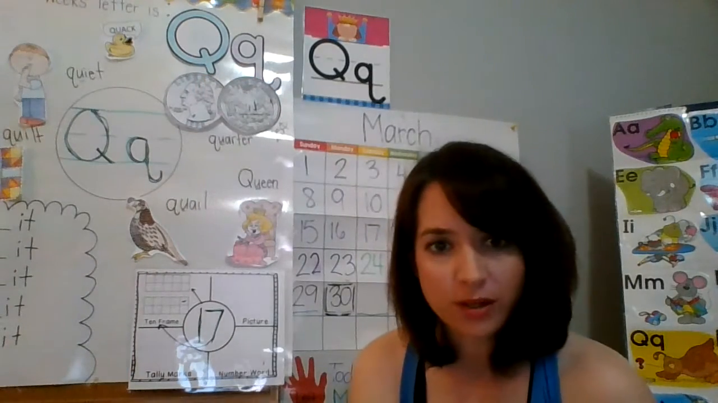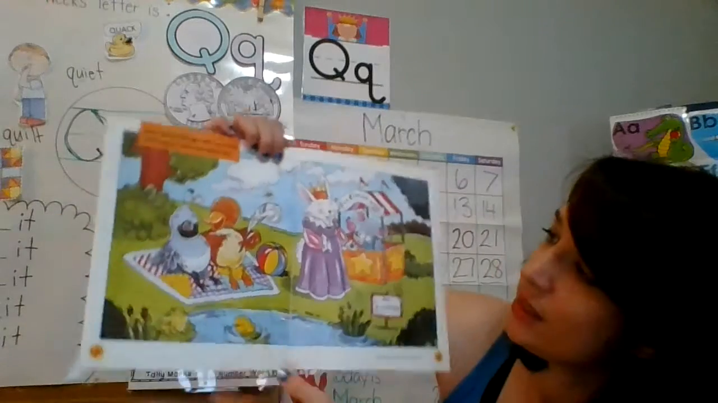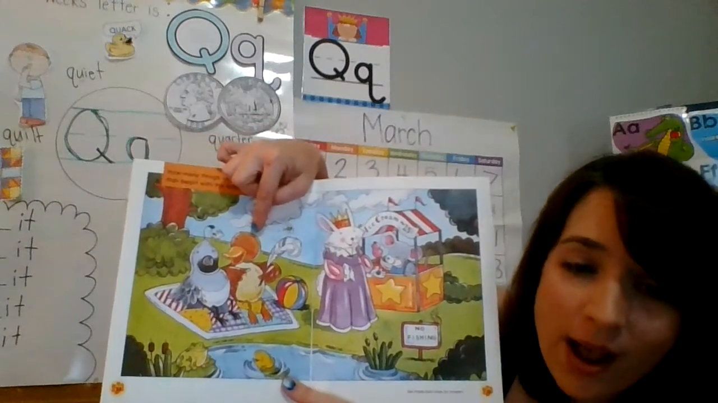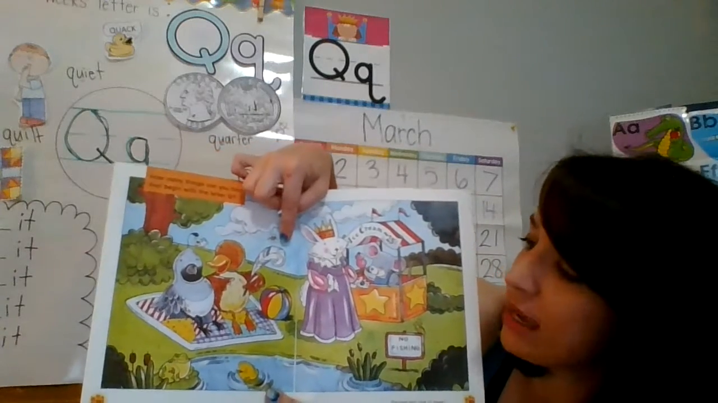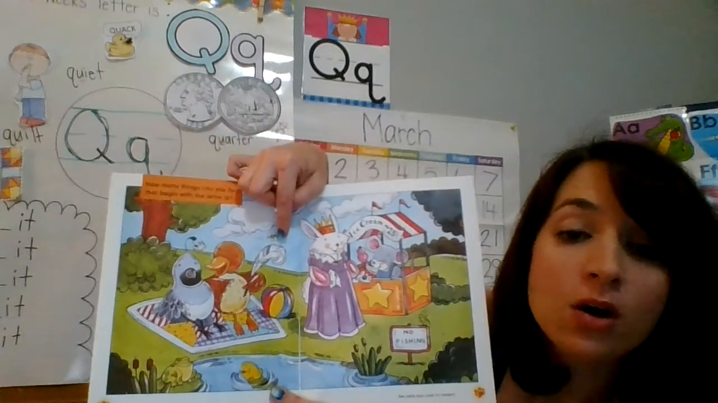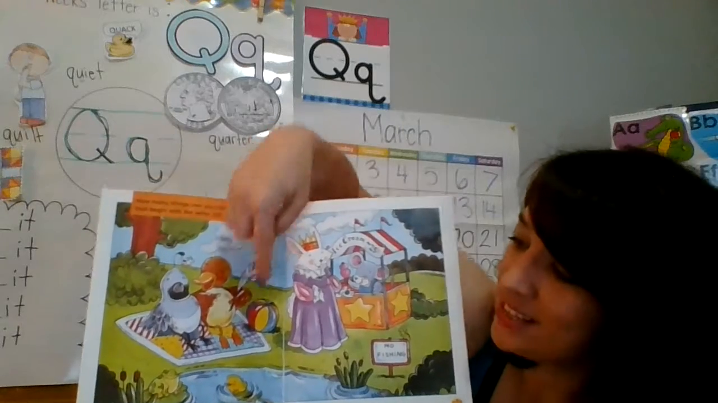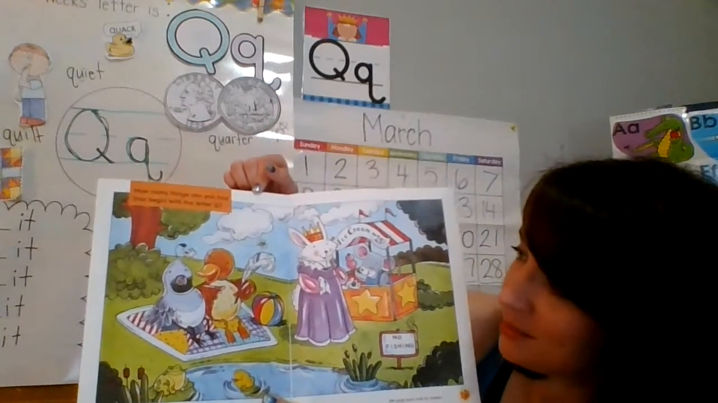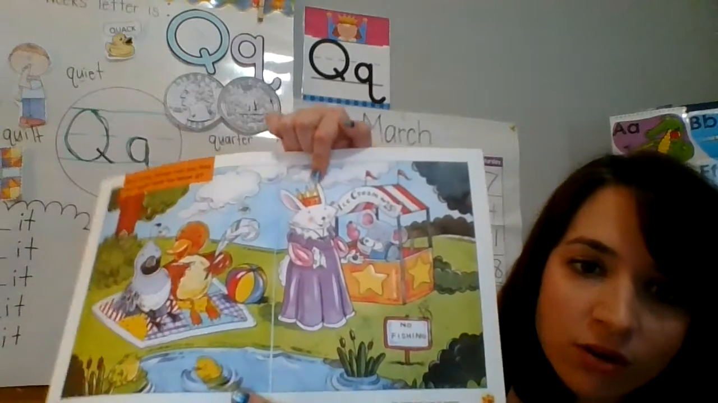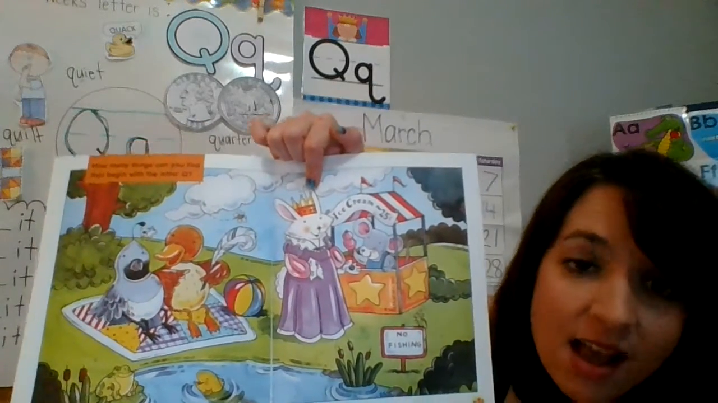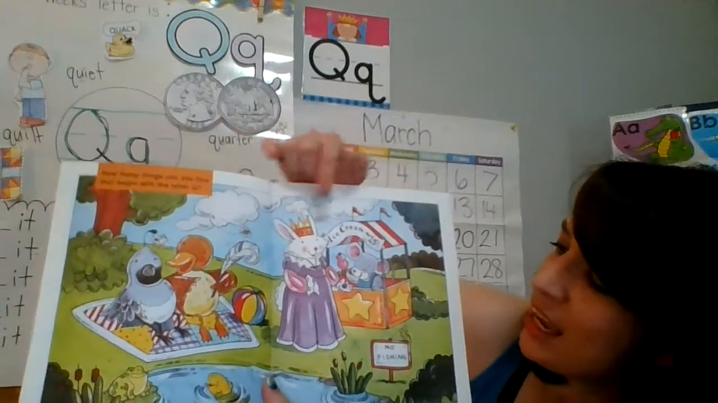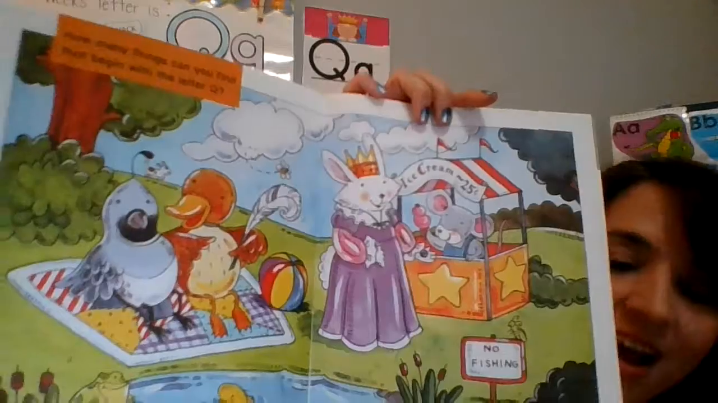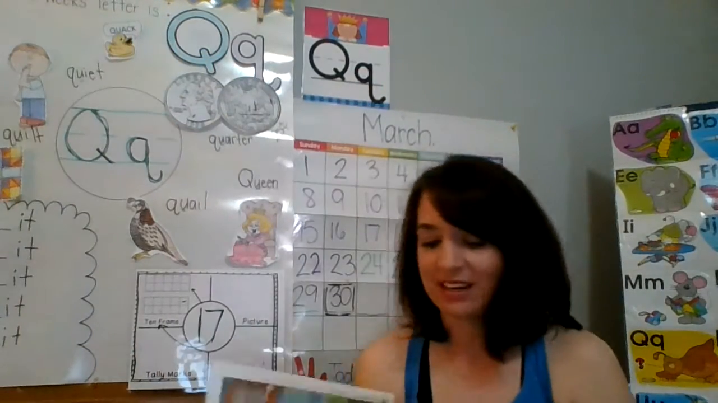There were a lot of qua words in there. Like in this picture we have Dottie the duck. What does she say? Qua, quack, quack. She's holding a feather pin that we call a quill. They're sitting on Quincy's quilt. This lady has a crown on her head. Do you know what she is? A queen. And she's got this little coin in her hand that's worth 25 cents. A quarter. Very, very good.